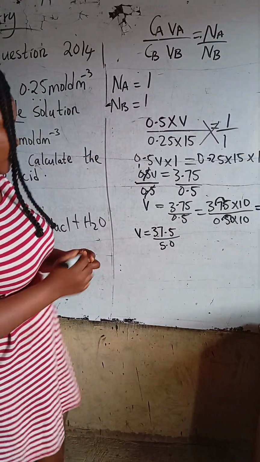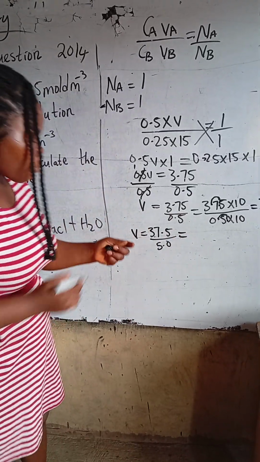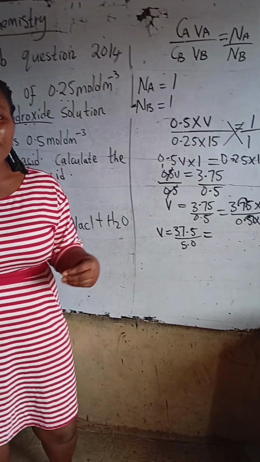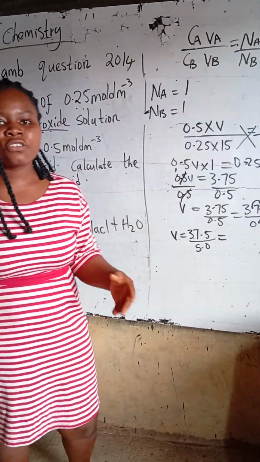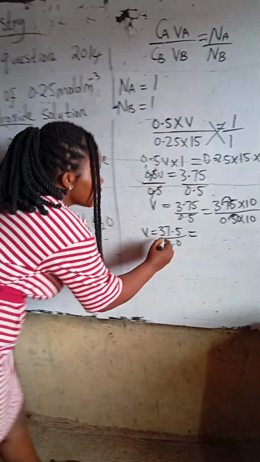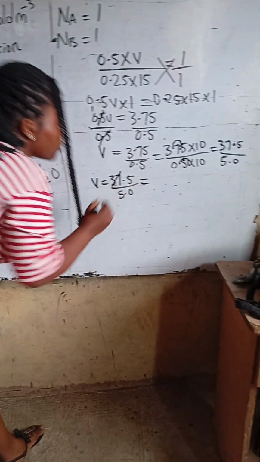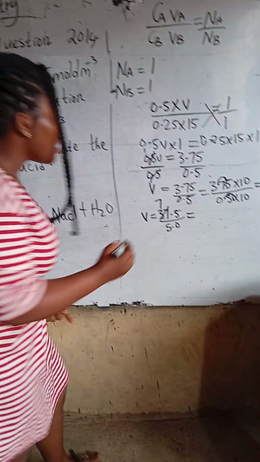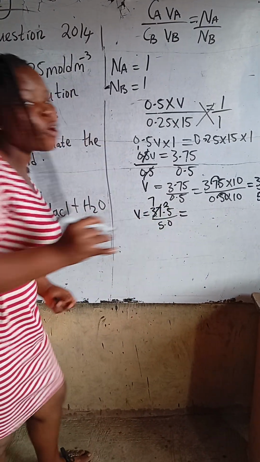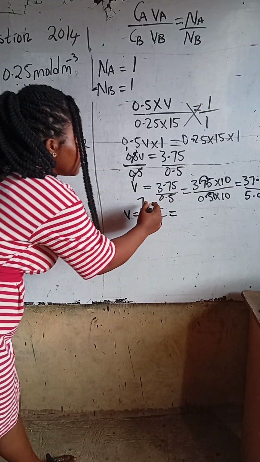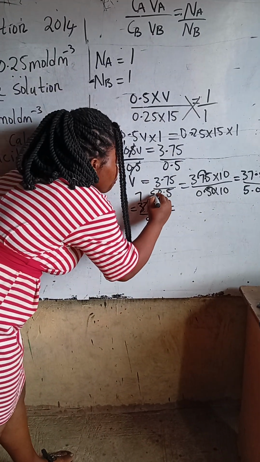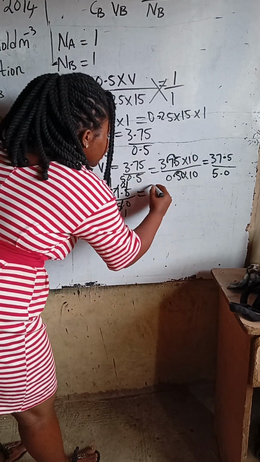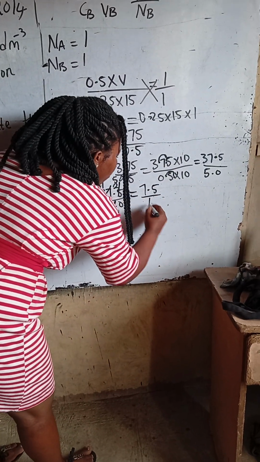Now what do we do next? We divide. There's a common factor between 37.5 and 5.0. That common factor is 5. So we're going to use 5 to divide both sides. 37 divided by 5 will give us 7 remainder 2. Now that remainder 2, we add it to our 5 here, becomes 25. So when we divide again, 25 divided by 5 gives us 5. And 5 divided by 5 is 1. So what we are left with is 7.5 over 1.